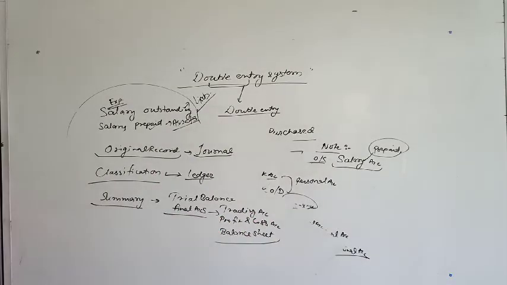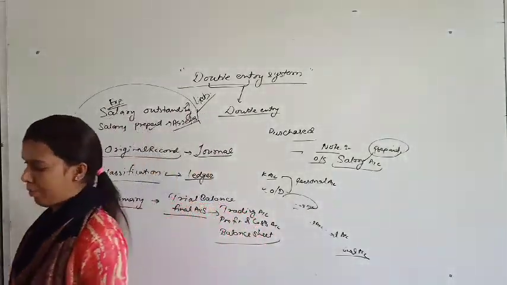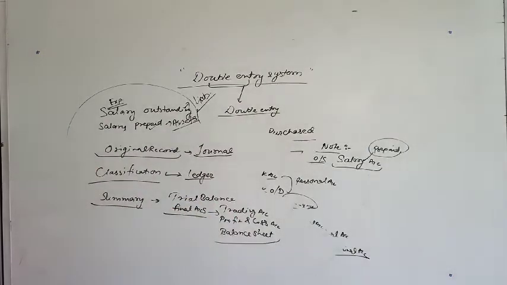Second point, that is complete record of every transaction. In the double entry system, all the accounts are divided into three parts. As I already told you, these three parts are personal account, real account, and nominal account. So all the accounts are classified in these three accounts, and both the debit and credit aspects of a transaction are recorded in these. Hence, the complete record of every transaction is maintained in the system, so that if the need arises, full detail of every transaction can be easily made available any time in the future.